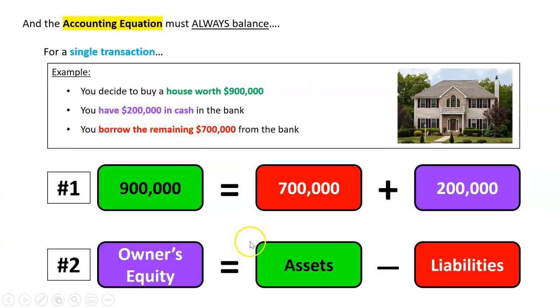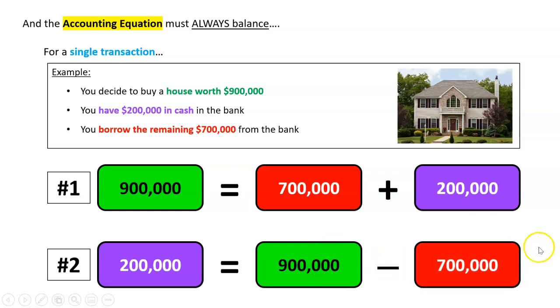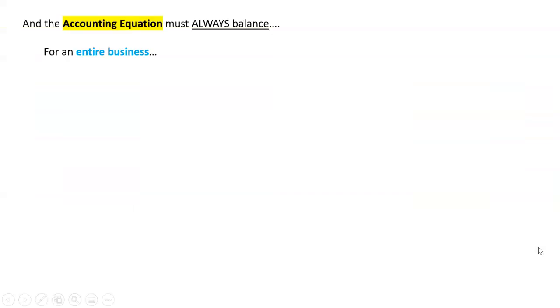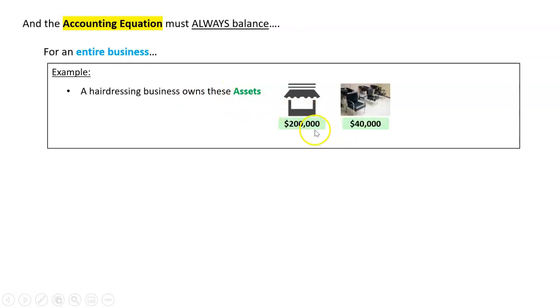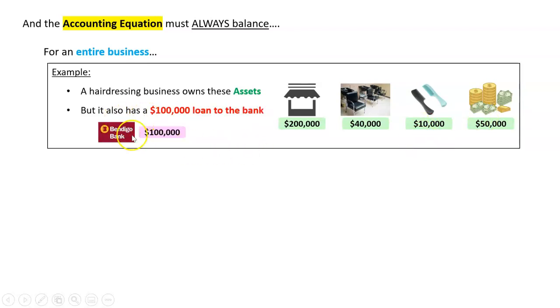Now, what about the second way? We can say the $200,000 of equity equals your $900,000 house minus the $700,000 loan against the house, and both balance. But what's more important is that it must balance not just for a single transaction, but also for an entire business. Let's say we've got a hairdressing salon business with these assets. It's got a $200,000 property, $40,000 of equipment, $10,000 of combs and hair product and things like that, and $50,000 in the bank. But it also has a $100,000 loan to the Bendigo Bank.